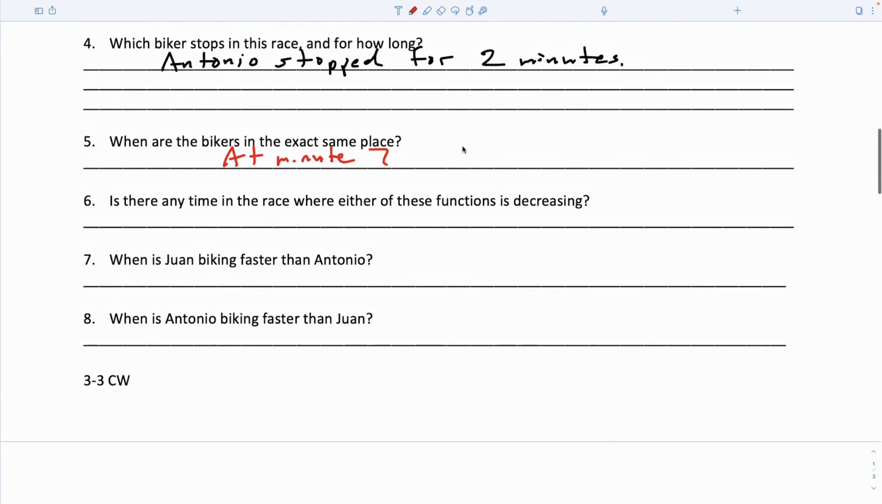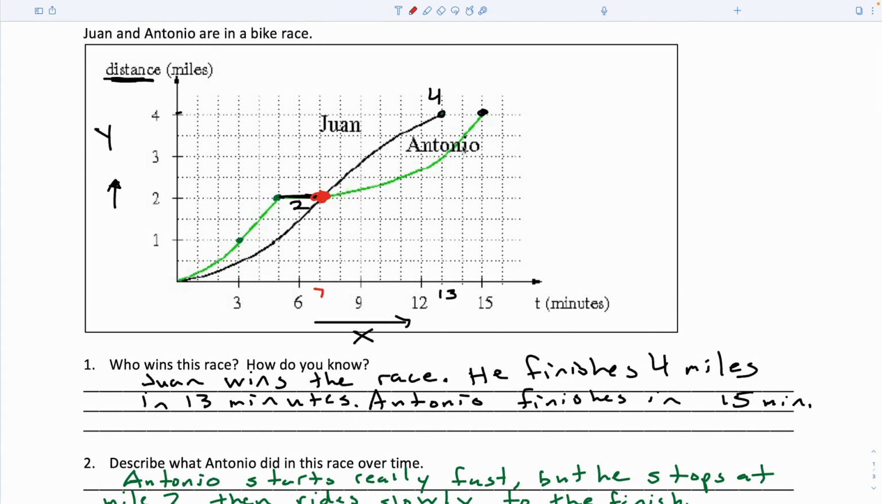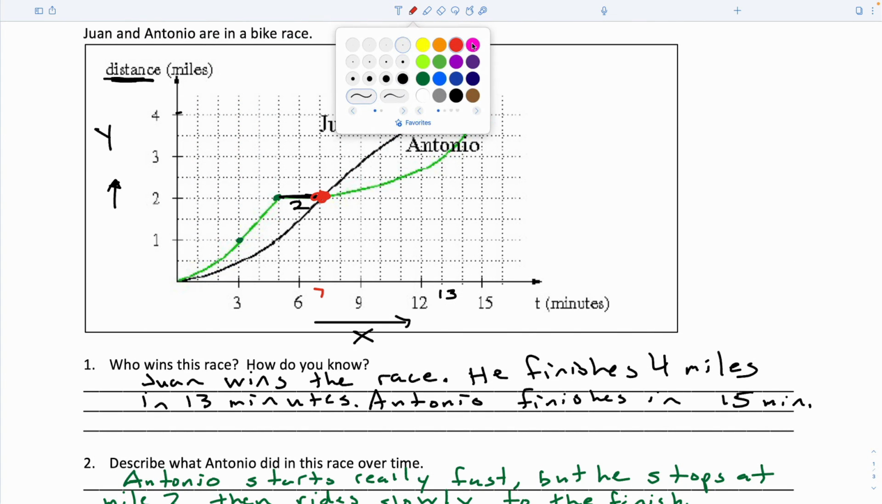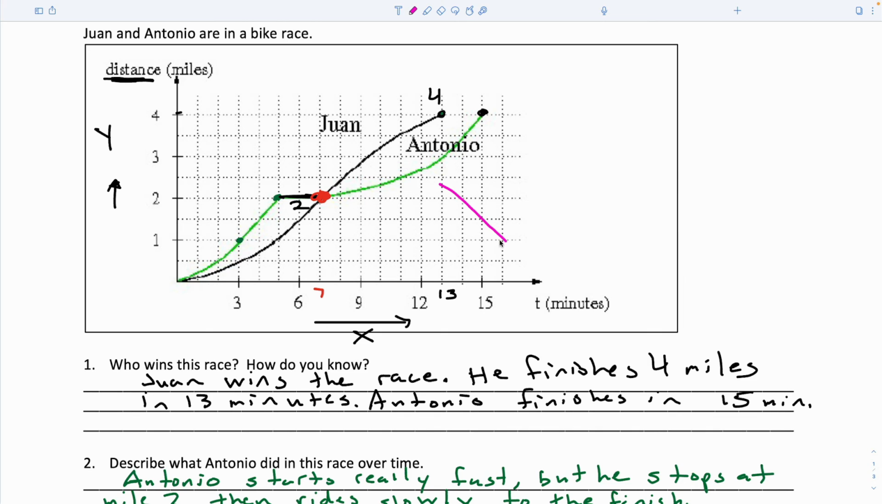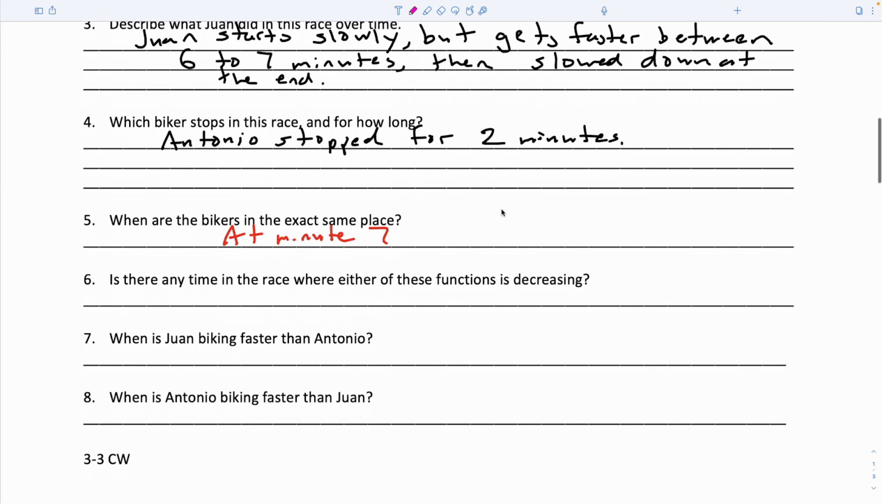Is there any time in the race where either of these functions decreases? Let's check. Well, decreasing, remember, would have to be a graph going down in the y value. As x gets bigger, none of them go down at all. So no, they're all doing okay. None of them head back to the start line.